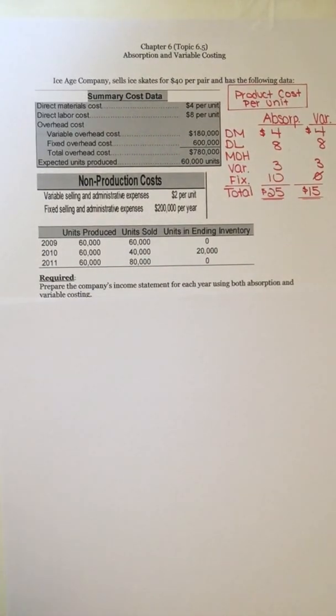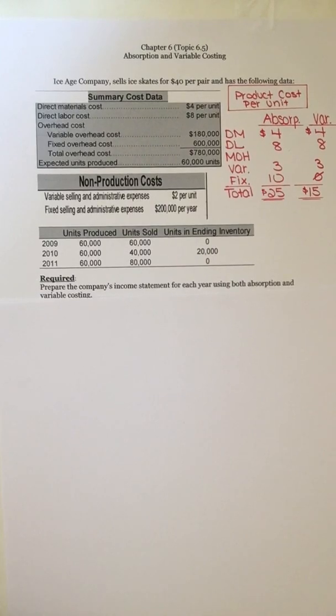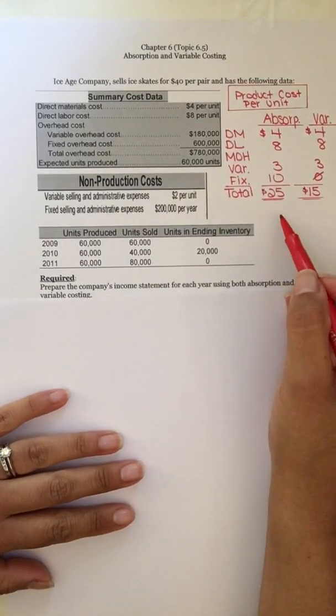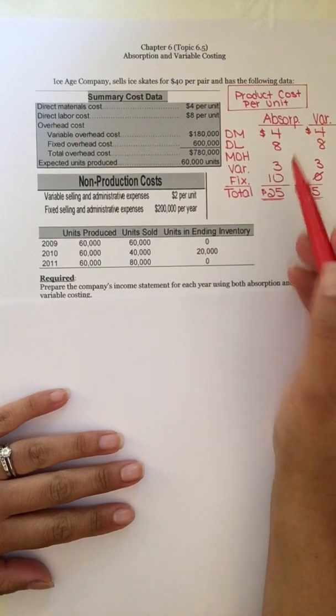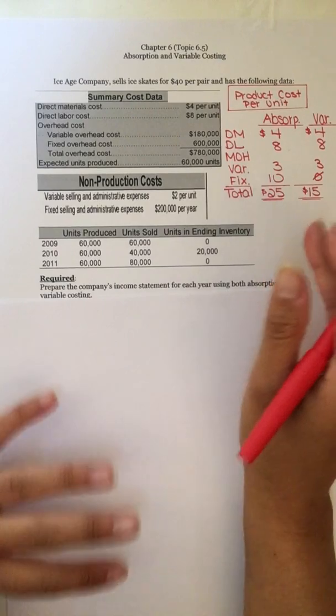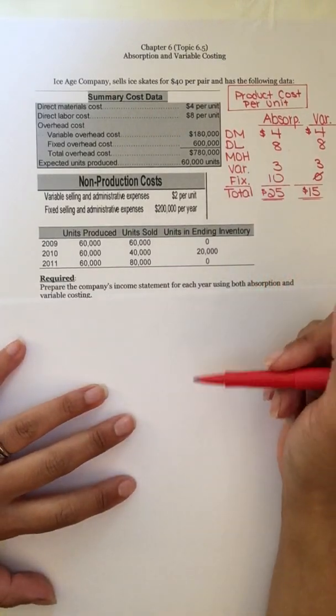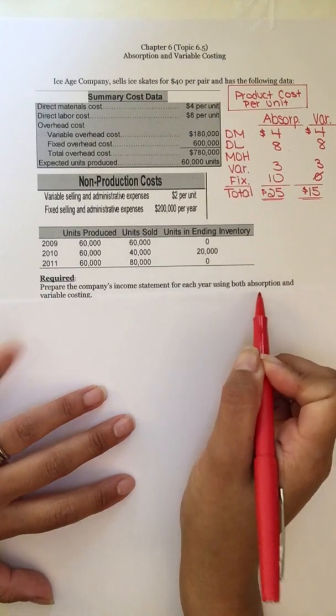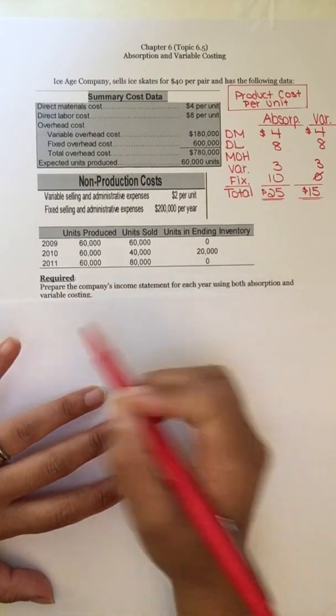Hello, welcome back. In your last lecture video and your last participation assignment, you were tasked with calculating the product cost per unit under the absorption method and under the variable method. Now that we have a better understanding of that, we'll be able to move on to the income statement preparation under both of those methods, absorption and variable.